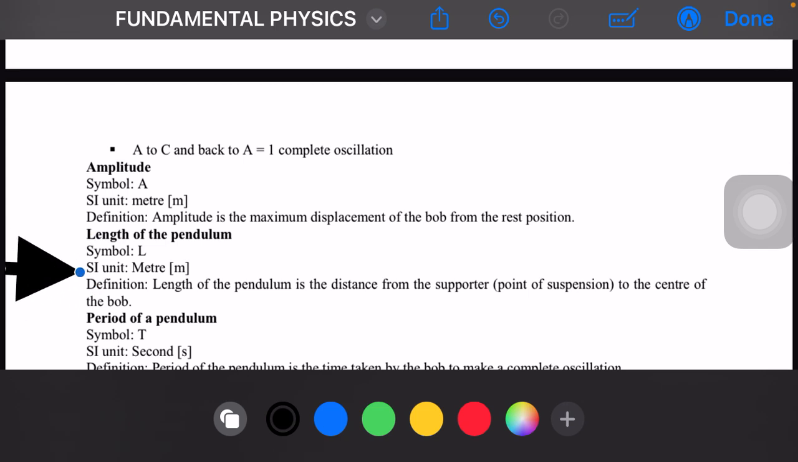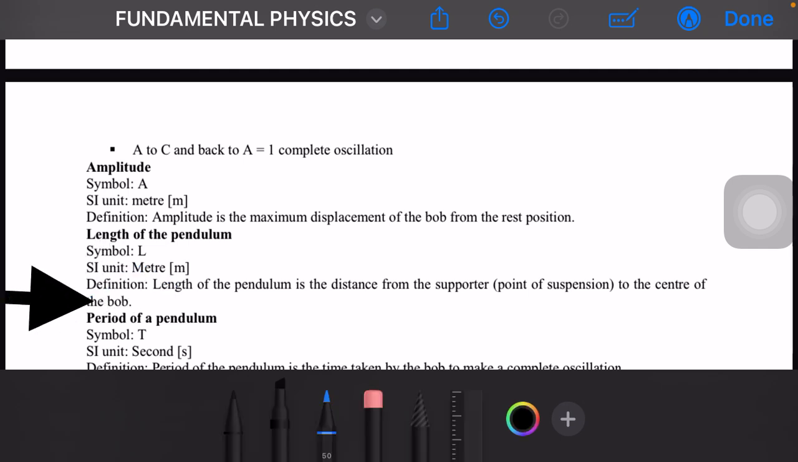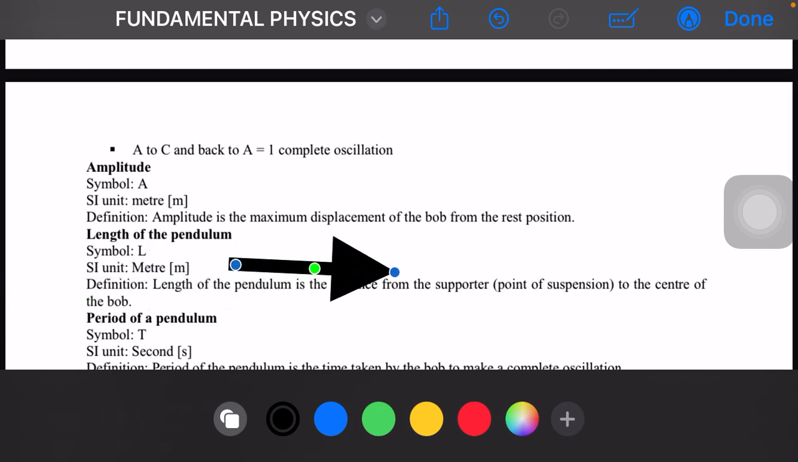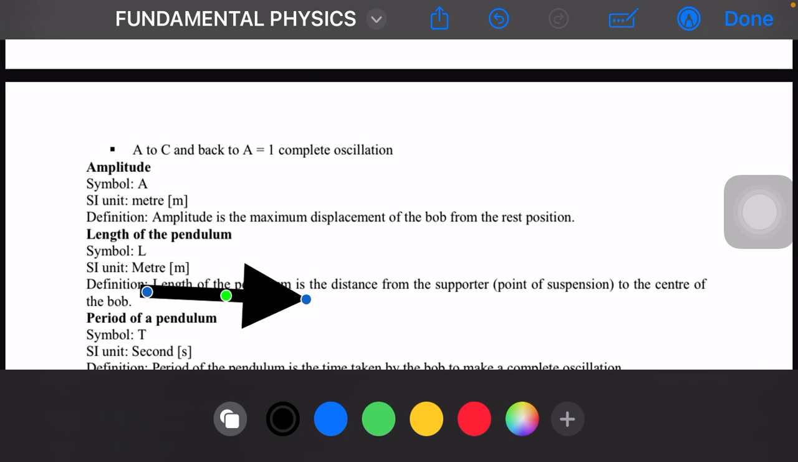The length of the pendulum. Length of the pendulum, symbol L. The SI unit is what? Meters. Definition: the length of the pendulum is the distance from the support point of suspension to the center of the bulb. Then we're going to have the period of the pendulum.